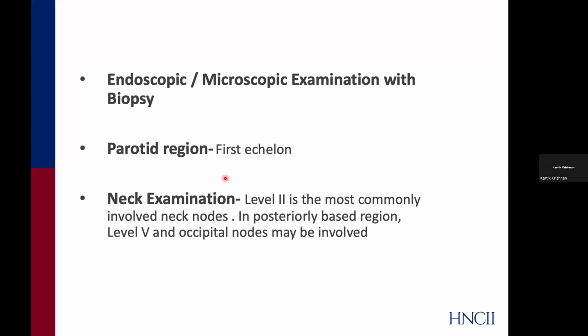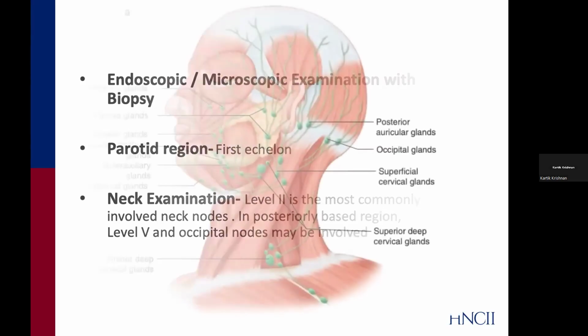Then you come on to the neck examination. Generally, level 2 is the most commonly involved neck node level if the anteroinferior or the inferior wall of the EAC is involved. In posteriorly based lesions, your level 5 and occipital nodes will be involved. So complete palpation of all these levels should be done when you are examining the neck.